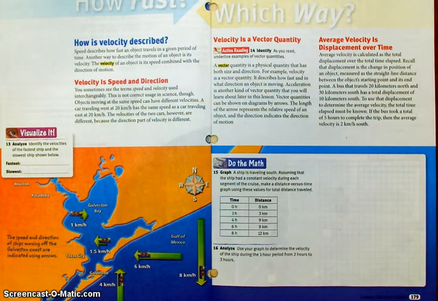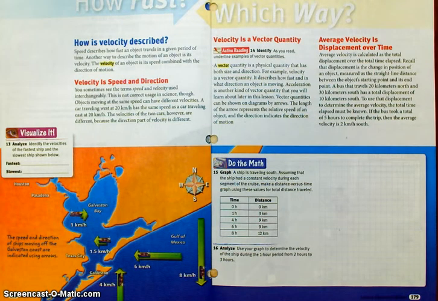I'm now on page 179. A vector quantity is a physical quantity that has both size and direction. Okay, so it's those things that we measure that direction matters when we talk about them. For example, velocity is a vector quantity because direction matters when we talk about velocity. Speed is not a vector quantity because direction didn't matter when we talked about how fast an object moved. We didn't specify in what direction. So velocity is a vector quantity, but speed is not a vector quantity.